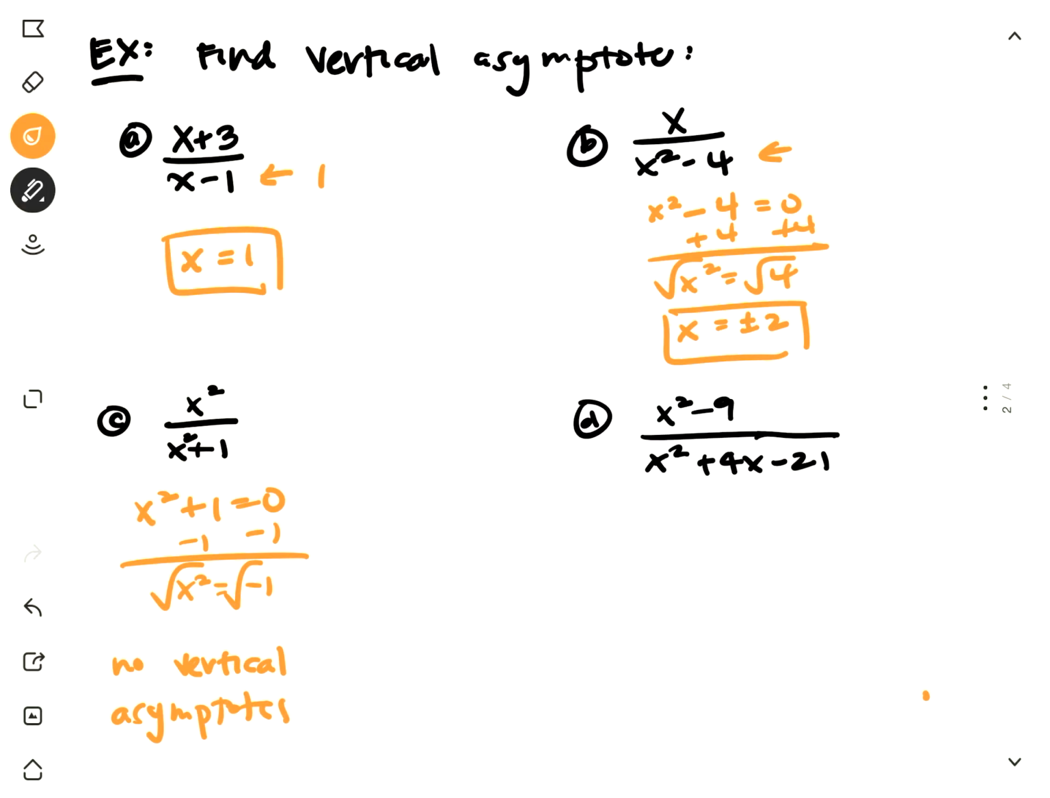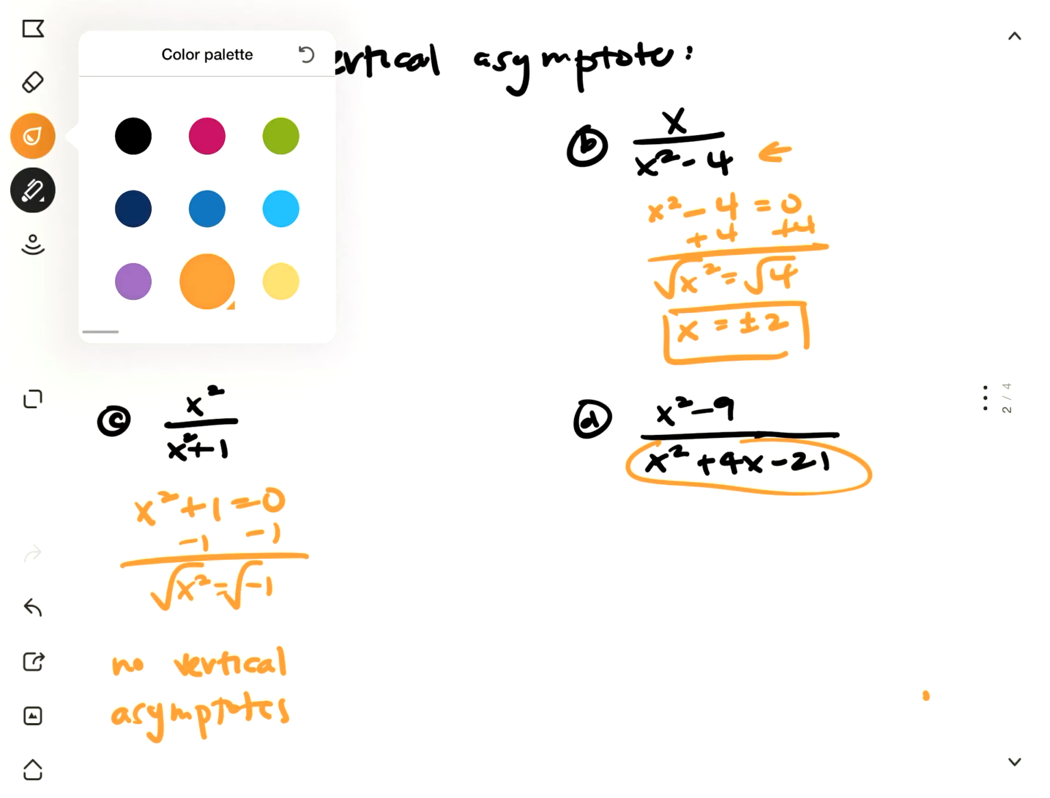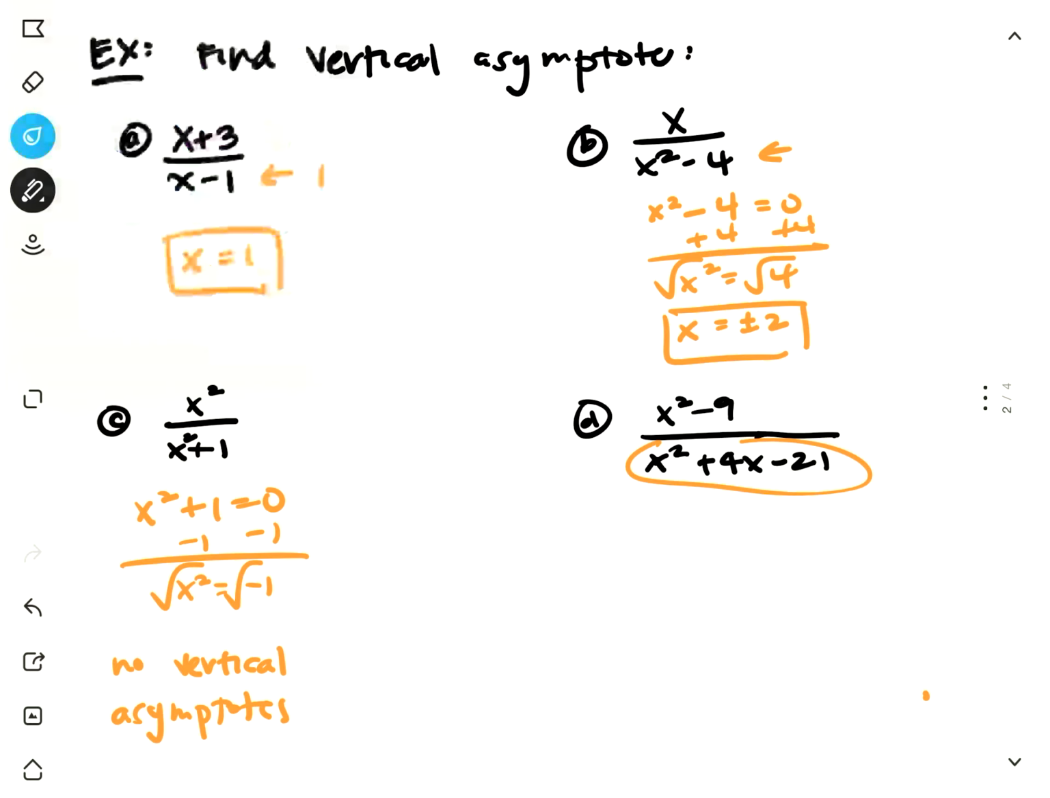Okay, and then part D. This one's the same idea, but we're just going to have to factor a little bit. So let's factor it, and the top part is factorable too. Because we might have a hole there, we should probably go ahead and factor both of them.